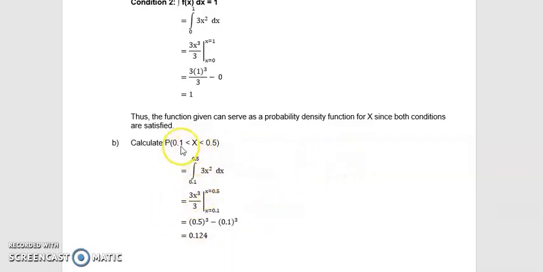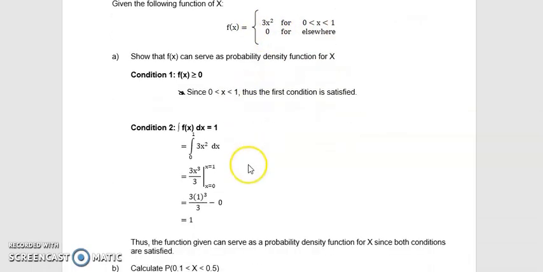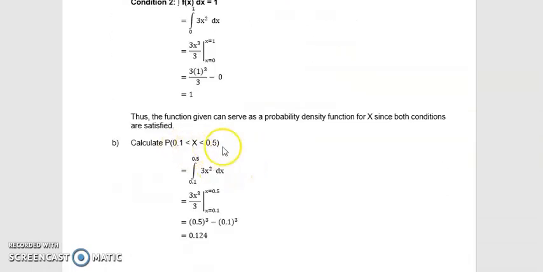If you look here, 0.1 and 0.5 are within this interval, right? So you need to integrate this function based on the limits given here. When you integrate, you will get the probability. So that is what was meant by the area under the curve before.